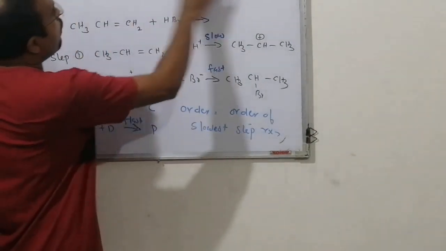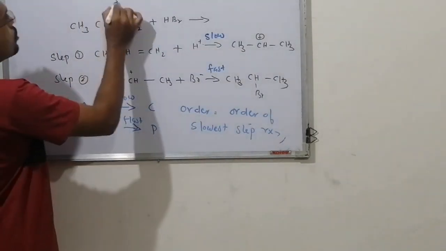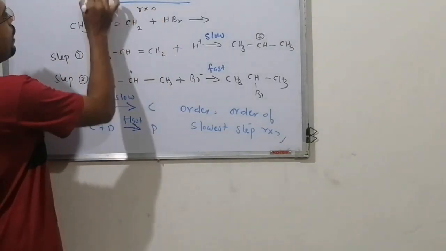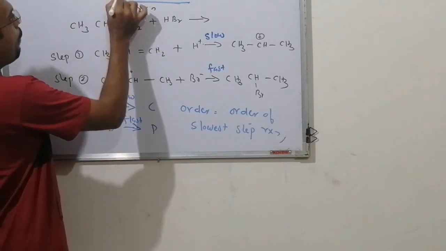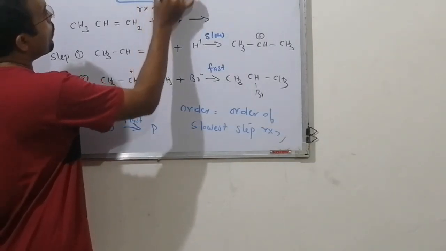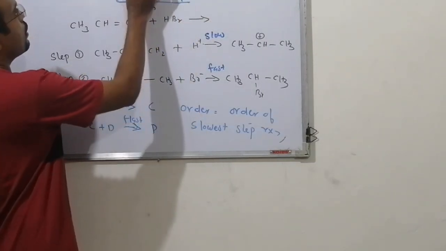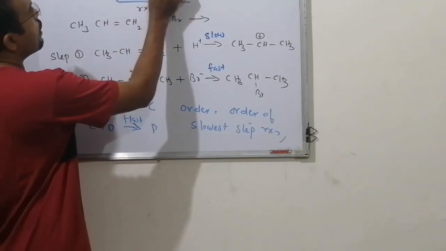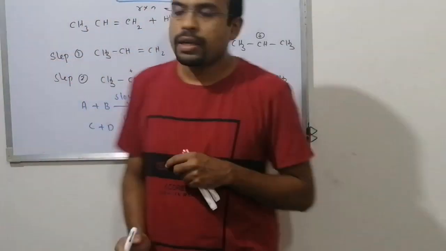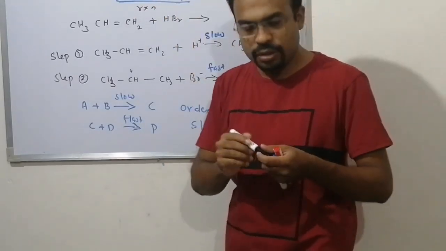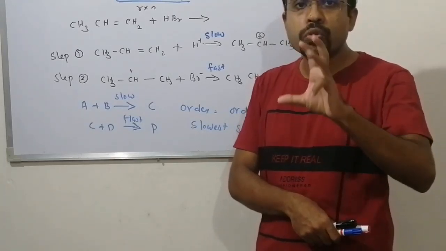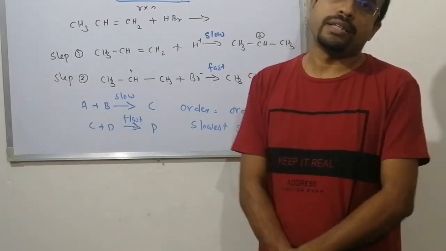Suppose you draw an energy profile diagram of this reaction: energy, A plus B, this is C, this is P. This is the activation energy of this step and this is the activation energy of the other. Which has the higher activation energy? This has higher activation energy. That is why we said this is the slowest step. Therefore, please understand, the slowest step is the step in a reaction which requires the highest activation energy.